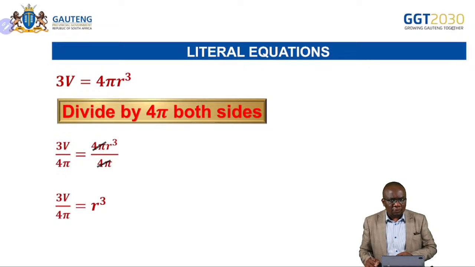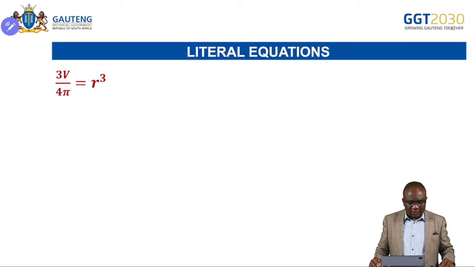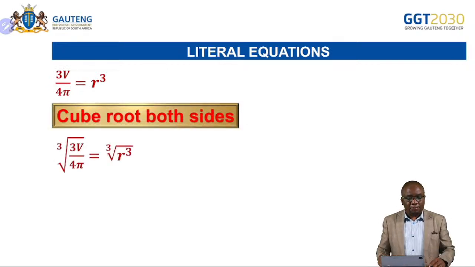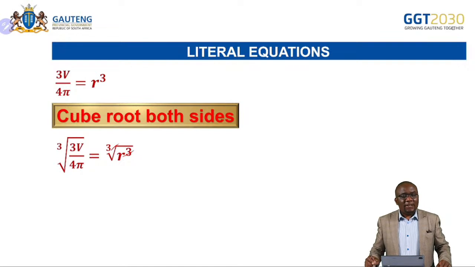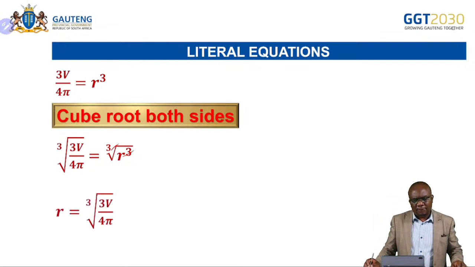One more operation. What do we do? Opposite of cubing, cube rooting. So what do you do? We cube root on both sides of the equation. So you cube root on the left-hand side, you cube root on the right-hand side. Then the cube root and the cube, they cancel each other out. You remain with r, and then this is our r. We've made r the subject of the formula.